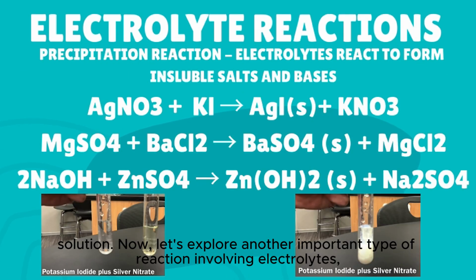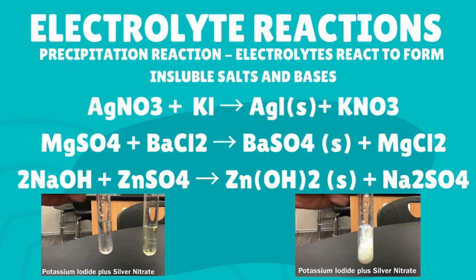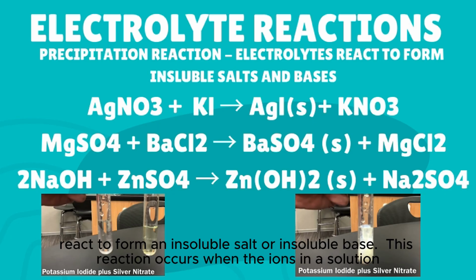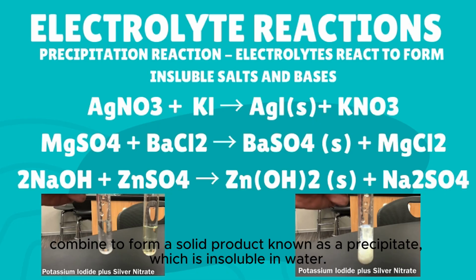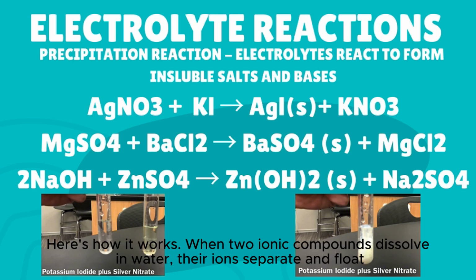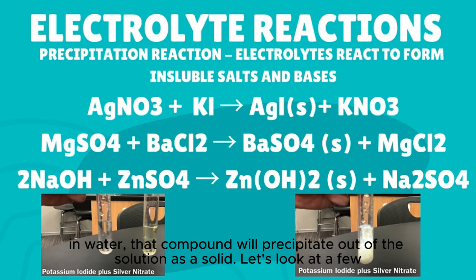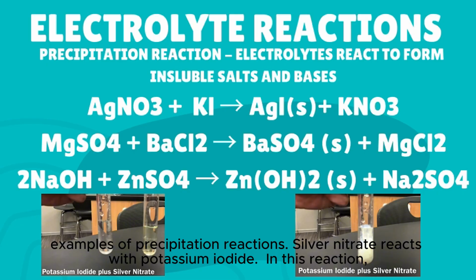Now let's explore another important type of reaction involving electrolytes, precipitation reactions. In a precipitation reaction, two aqueous solutions of electrolytes react to form an insoluble salt or insoluble base. This reaction occurs when the ions in a solution combine to form a solid product known as a precipitate, which is insoluble in water. Here's how it works. When two ionic compounds dissolve in water, their ions separate and float freely in the solution. If two of these ions combine to form a compound that is not soluble in water, that compound will precipitate out of the solution as a solid. Let's look at a few examples of precipitation reactions.